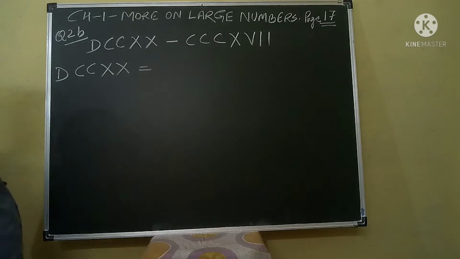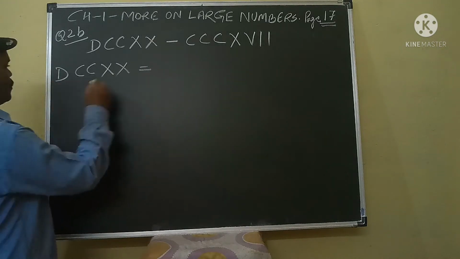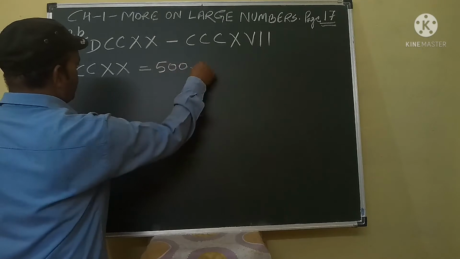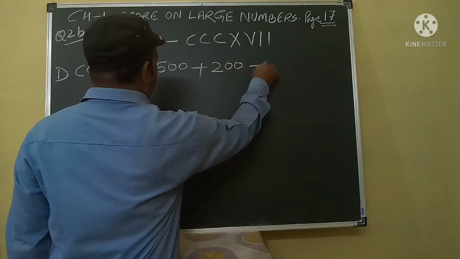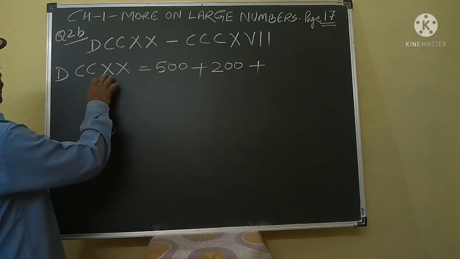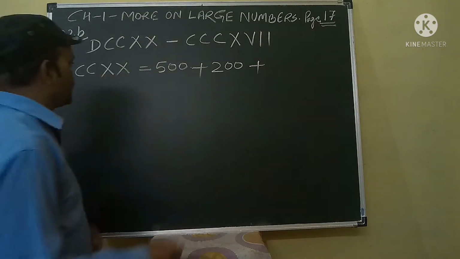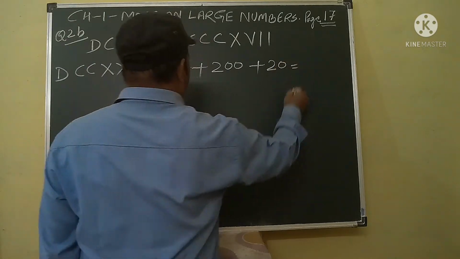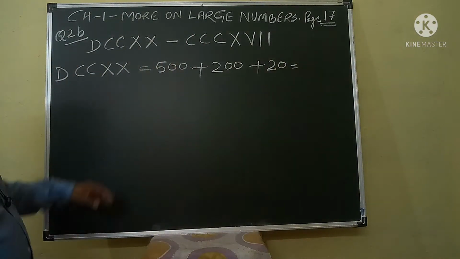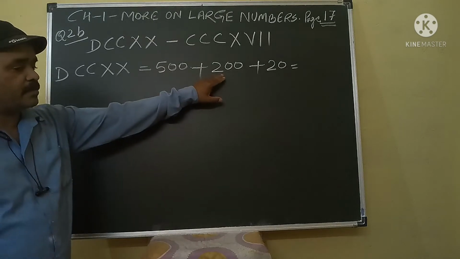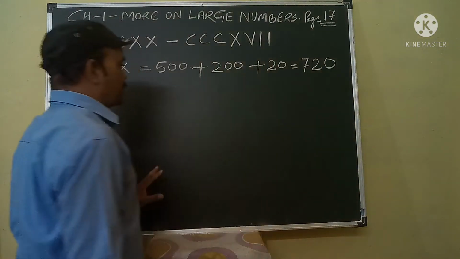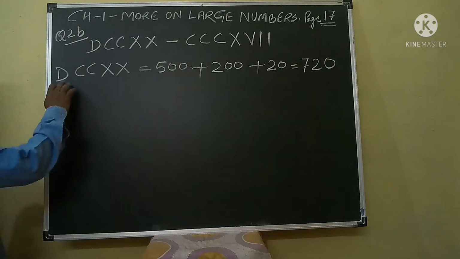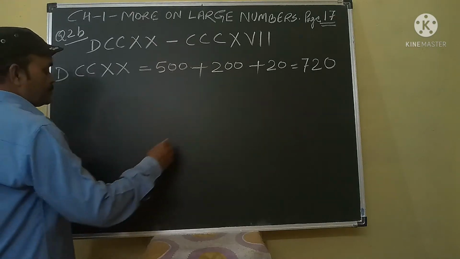D is the symbol of 500, plus C is the symbol of 100, 100 means 200. XX: X is the symbol of 10, 10 plus 10 will give you 20. 500 plus 200, 700, plus 20. It will give you 720. This is the symbol of 720.